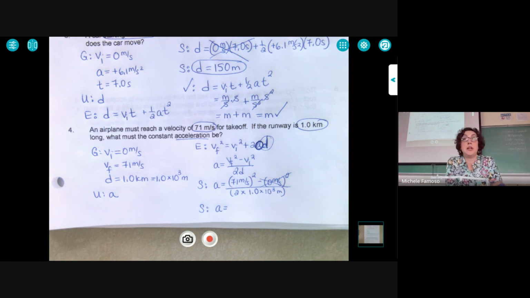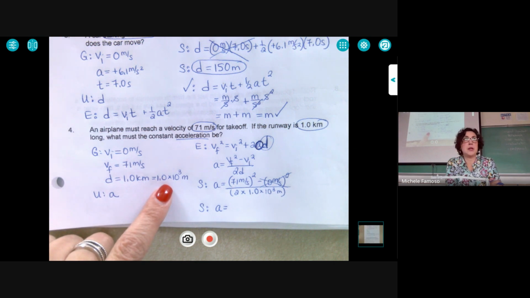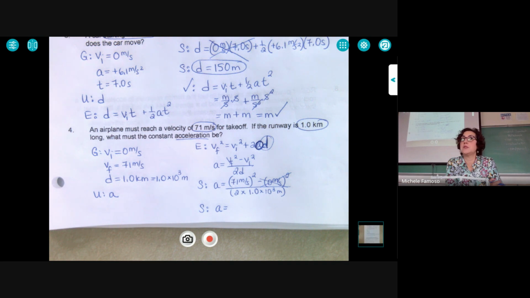So all you have to do on your calculator is 71 squared divided by 2E3. Right? Using your scientific notation key, 2E3. Not 2 times 10 caret 3. That's going to give you a wrong answer as well. How many sig figs do we need on this? Look at the measurements given to you. 71 and 1.0 times 10 to the third. How many sig figs do they have? 2. Round your calculator answer to 2 sig figs.